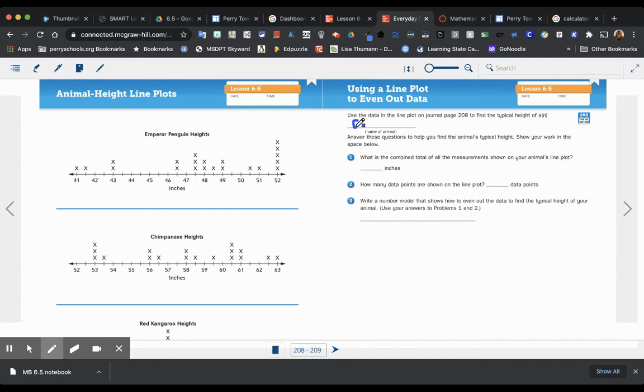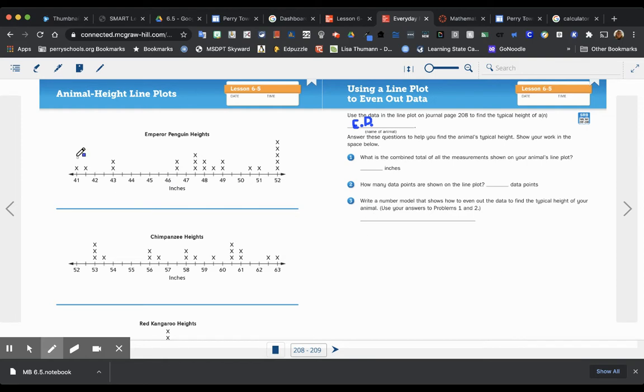So I'm just going to put EP for emperor penguins. And then we're going to answer the questions to help us find the animal's typical height. Show your work in the space below. So they did give us space.